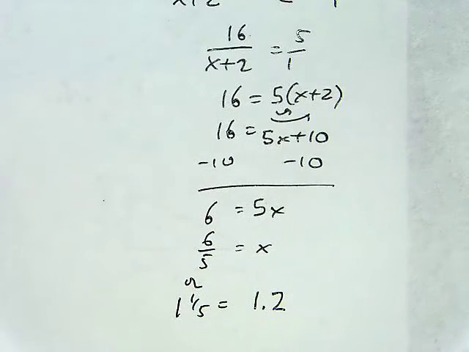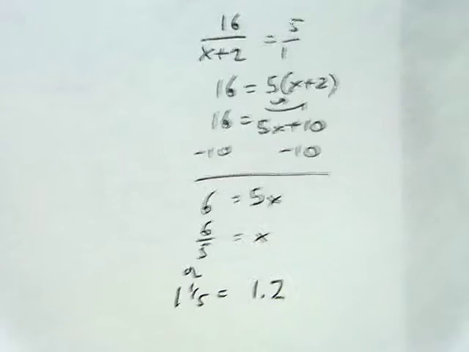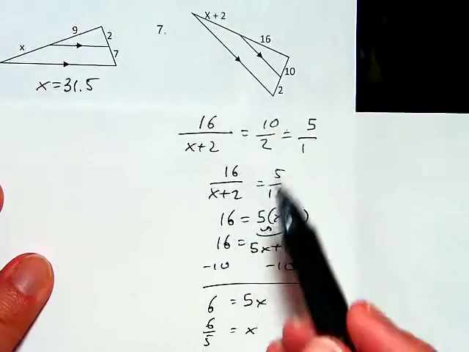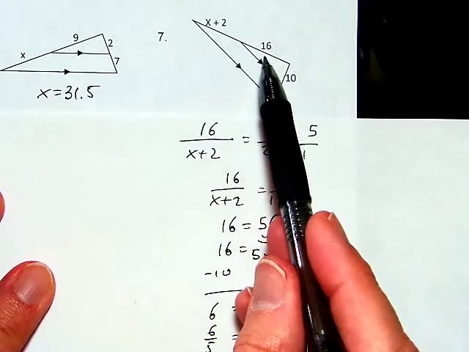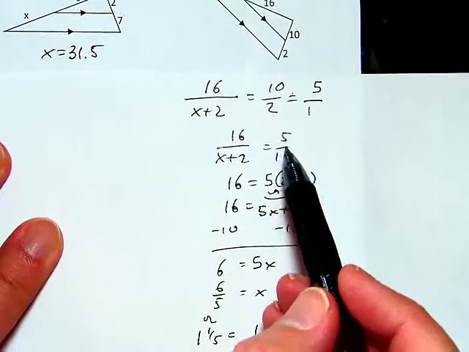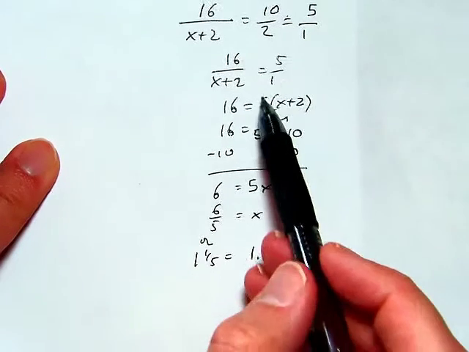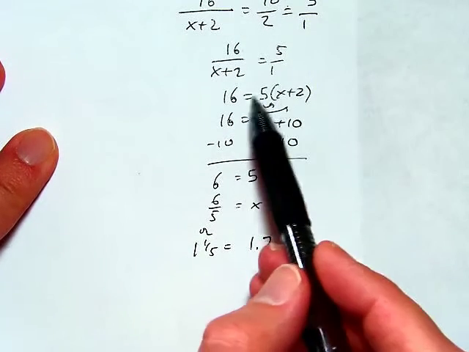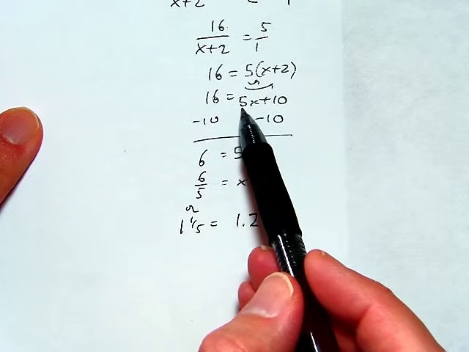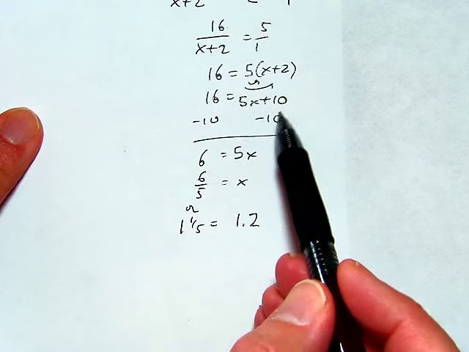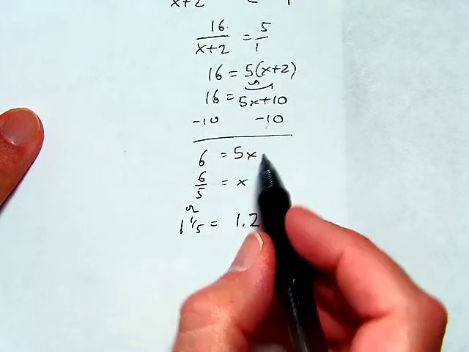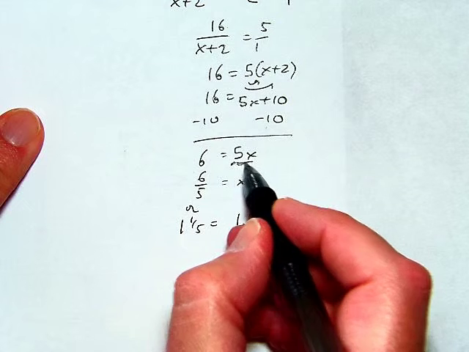This was the whole chain that we did. Just to go over this one more time, we created our proportions: 16 over x plus 2 equals 10 over 2. We simplified 10 over 2 to 5 over 1. We cross multiplied to get 16 equals 5 times x plus 2. We distributed to get 16 is equal to 5x plus 10. Subtracted 10 from both sides to get 6 equals 5x. Divided both sides by 5.